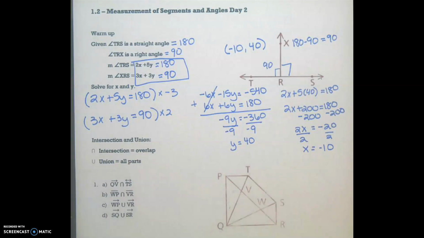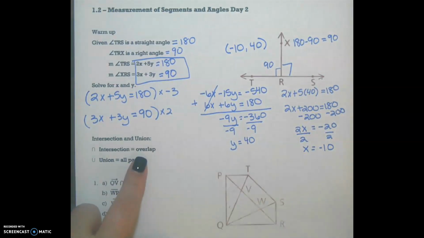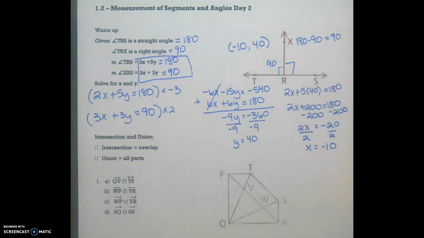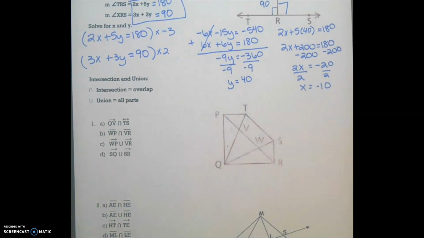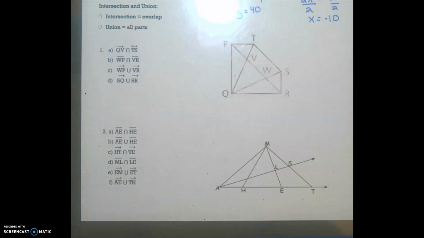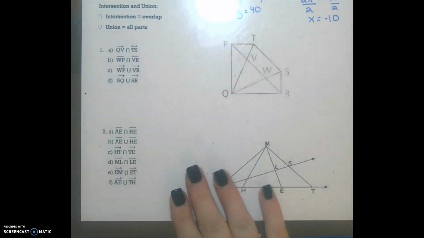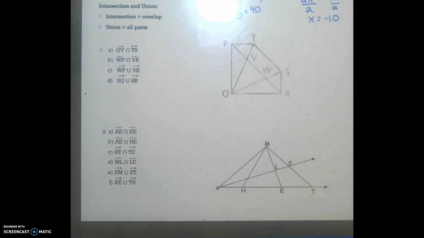Okay, starting some new topics today. Intersection and union. An intersection is an overlap, and a union is all the parts. So let's take a look at example number 1 here. I have put my paper inside of my laminated sheet so that I can draw over this and it's easier for you to see. So intersection, remember, is an overlap. Union is all the parts.